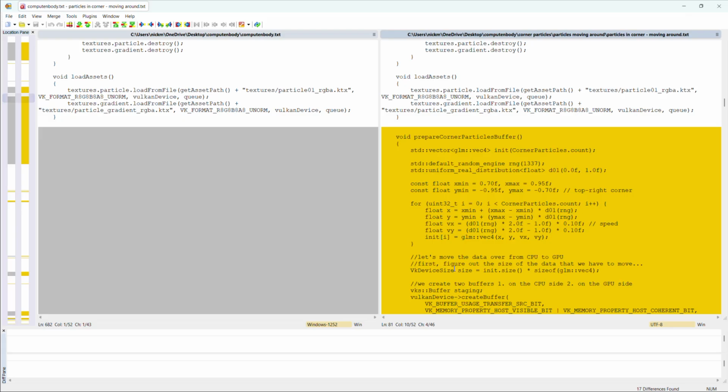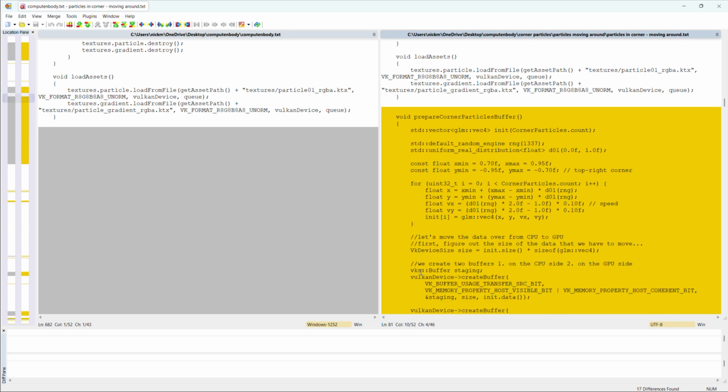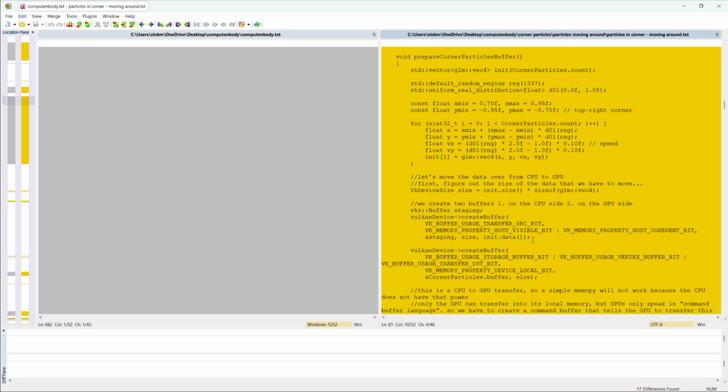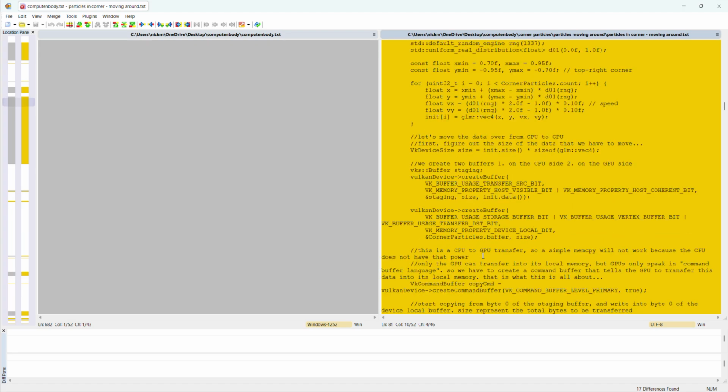Let's move the data over from CPU to GPU. First, figure out the size of the data that we have to move. So again, we calculate the size of the data. So we have init size, right? Because init was our vector times size of a vec4 data type. We create two buffers, one on the CPU side and one on the GPU side. So we have our buffer and we create our buffers, right? And then we move. This is a CPU to GPU transfer.